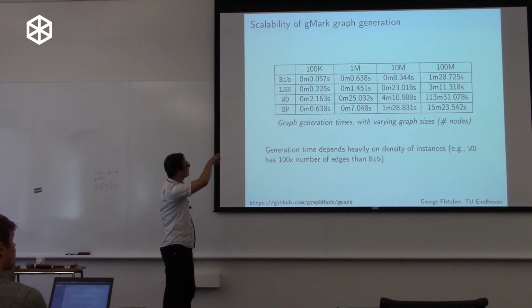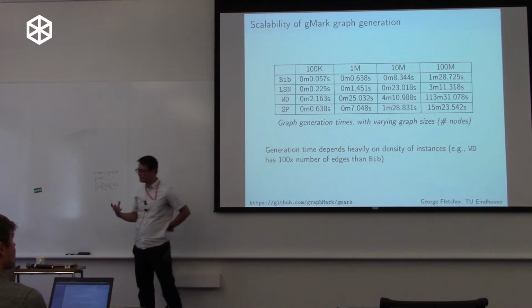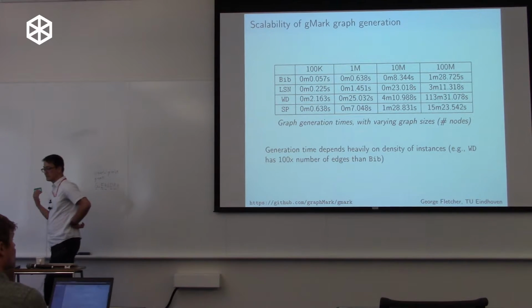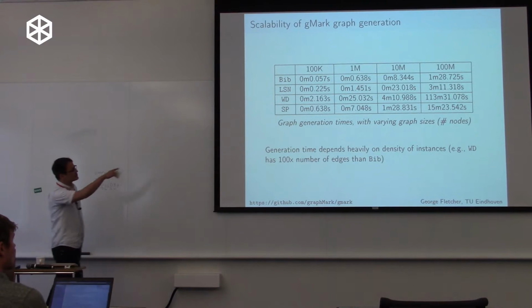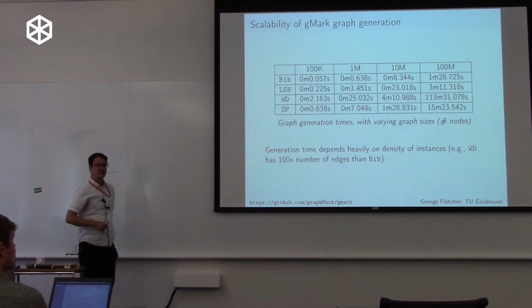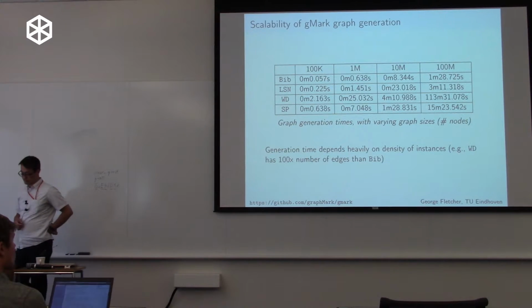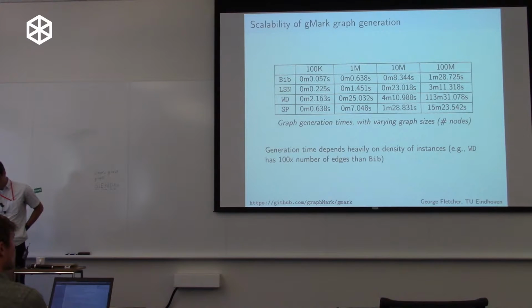There is one, the WatDiv, which was particularly challenging because it's a very rich and also very dense schema, which has, I think, two orders of magnitude higher number of edges than, say, our default bibliographical use case. And there we are up in the hours, so a couple of hours to generate a graph with billions of edges.